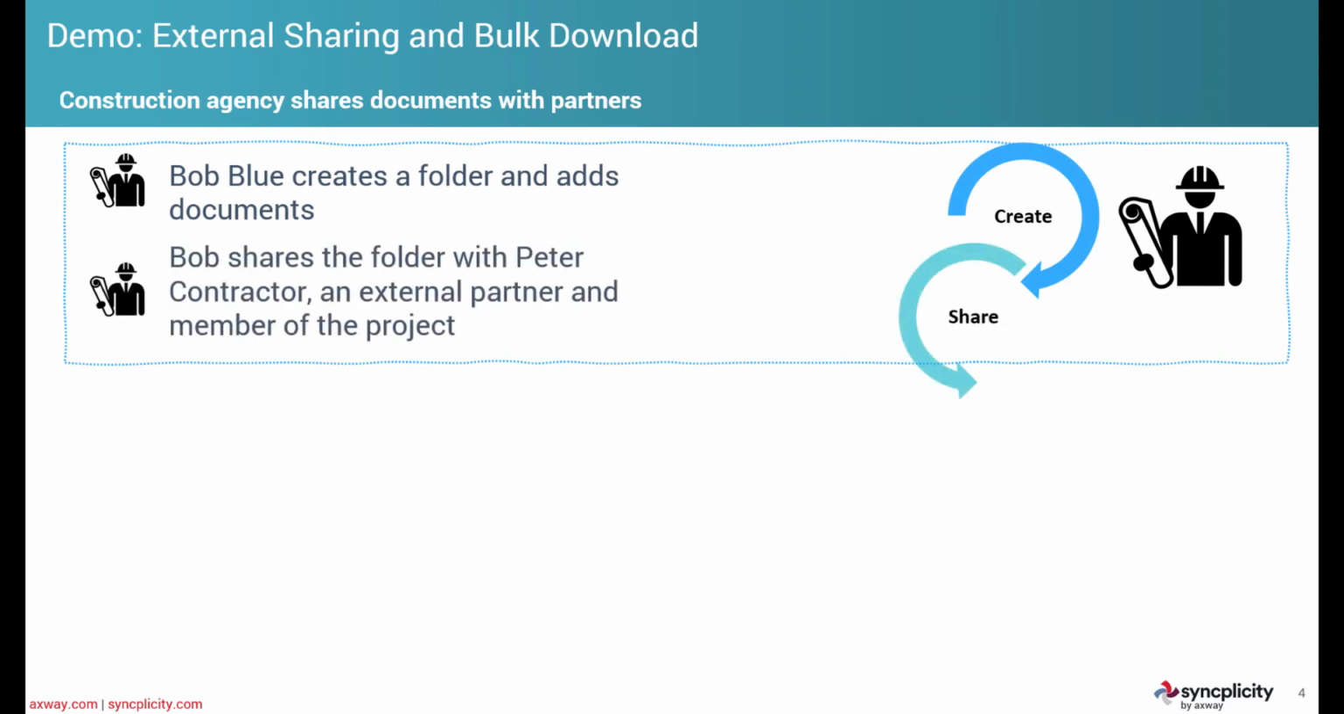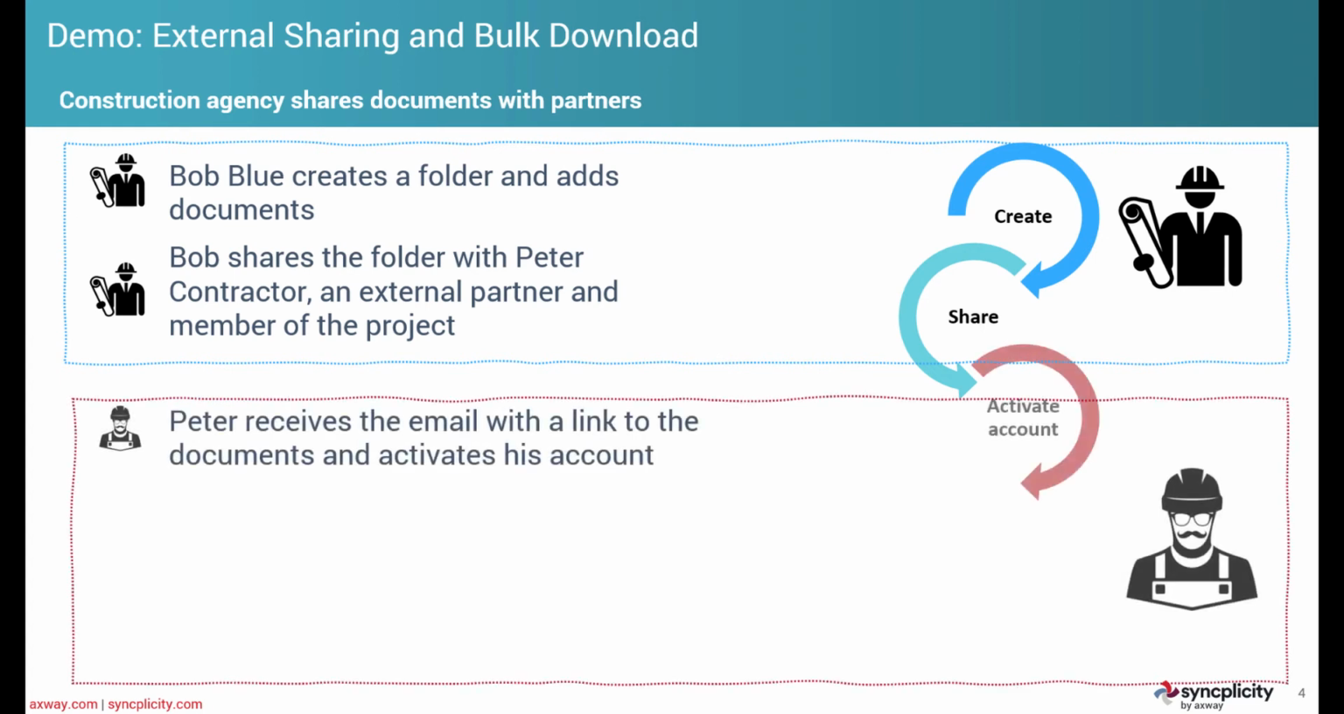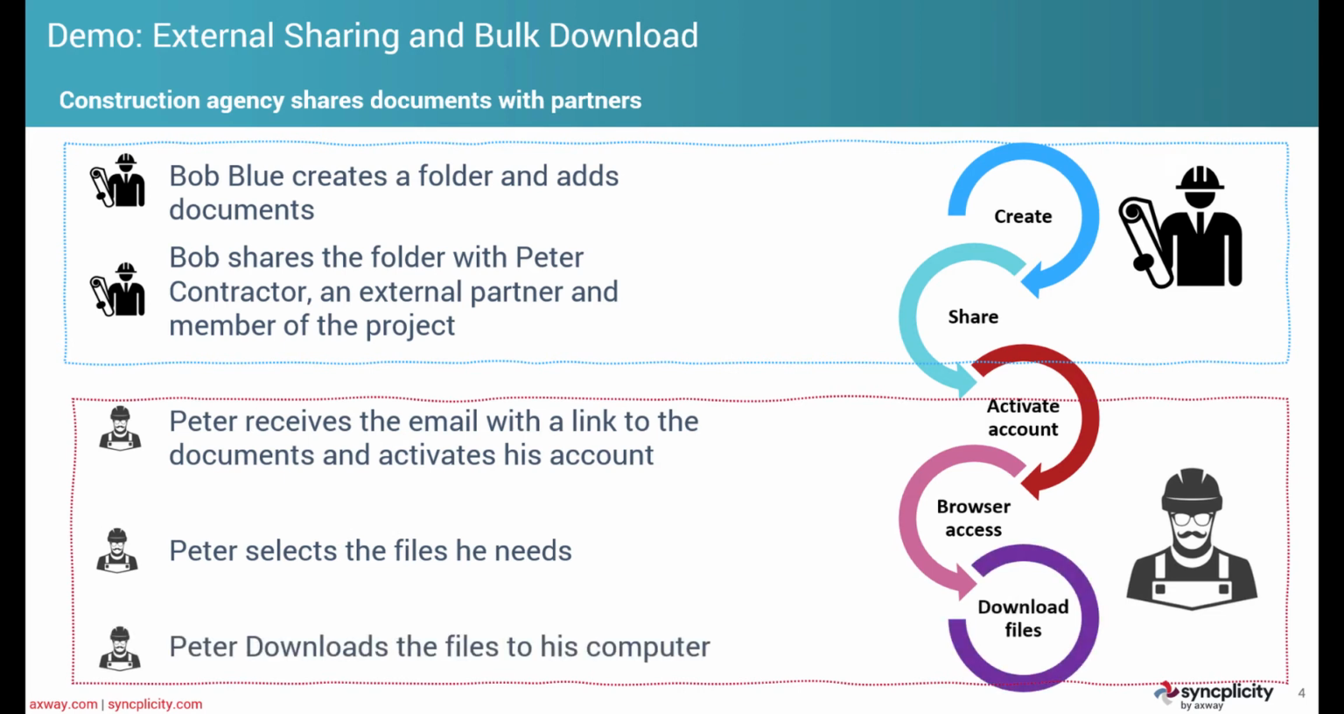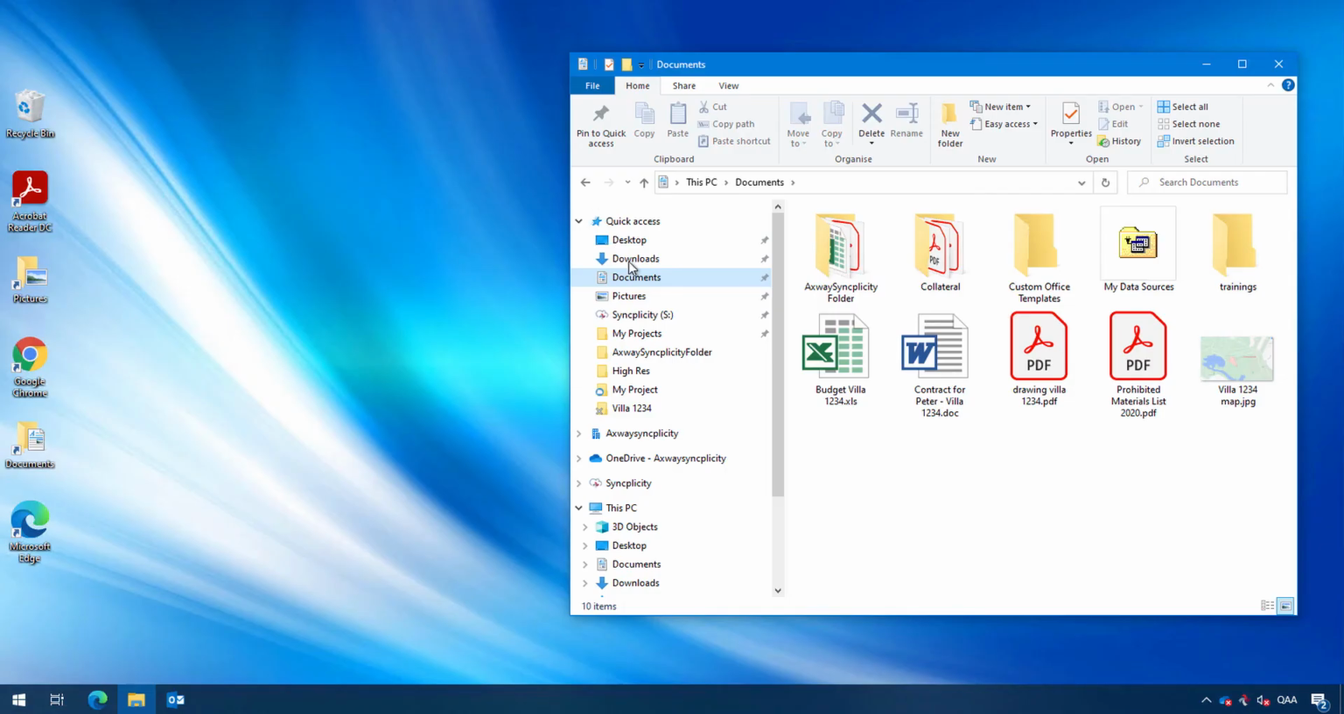Bob shares the folder with Peter Contractor, an external partner and member of the project. That external collaborator receives the email with a link to the documents and activates his account. Peter selects the files that he needs and downloads the files to his computer.